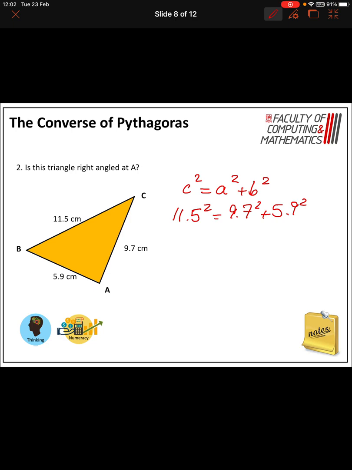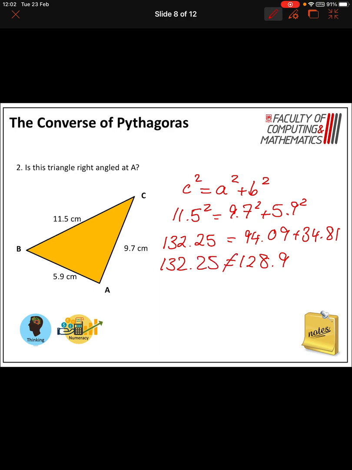You then chuck that straight into your calculator. So you'll get 11.5 times 11.5 is 132.25. 9.7 squared is 94.09, plus your 5.9 squared is 34.81. Add the two together. I want to find the sum of them. And I get 128.9. Now that clearly is not equal to 132.25. Okay, so then I have to say that at the end.